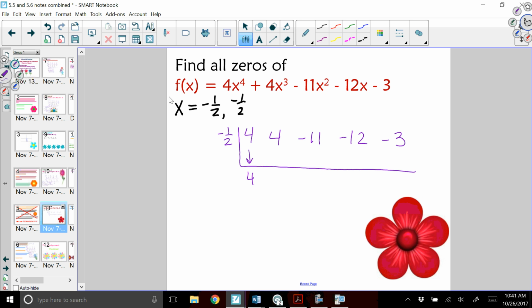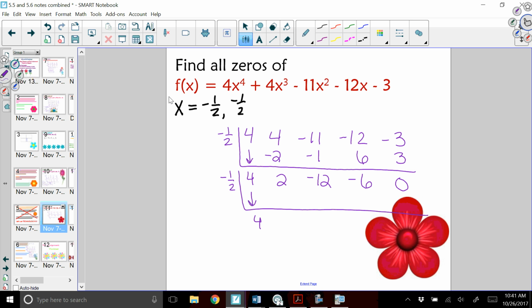What is negative half of 4? Negative 2. Add, we get a 2. Negative half of 2. Negative 1. That'll give me negative 12. What is negative half of negative 12? 6. That gives me negative 6. Negative half of negative 6 is 3. Gives me a 0, which tells me, in fact, that really is an answer. Okay, but we need to go again because I'm only down to an x cubed at this point. And that answer did show up twice.